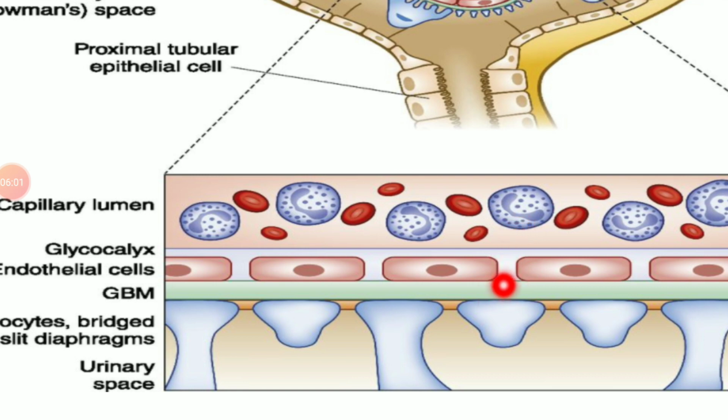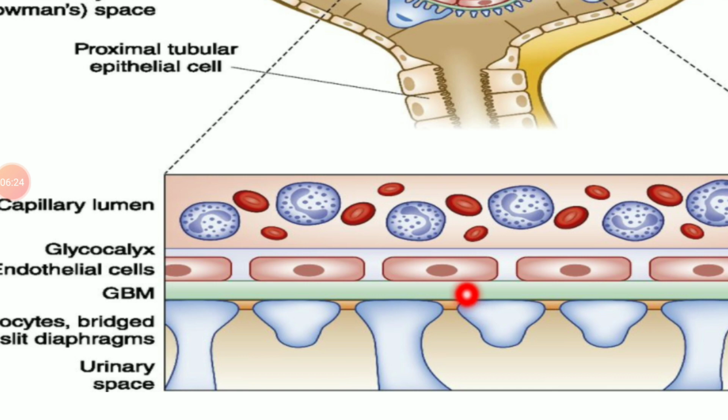So water, salt, sugars and other electrolytes can now easily filter outside, and then they have to travel through the glomerular basement membrane, the basement membrane in which the endothelial cells are lying. Now this glomerular basement membrane is made up of various kinds of protein, and this basement membrane itself can be divided into three layers.